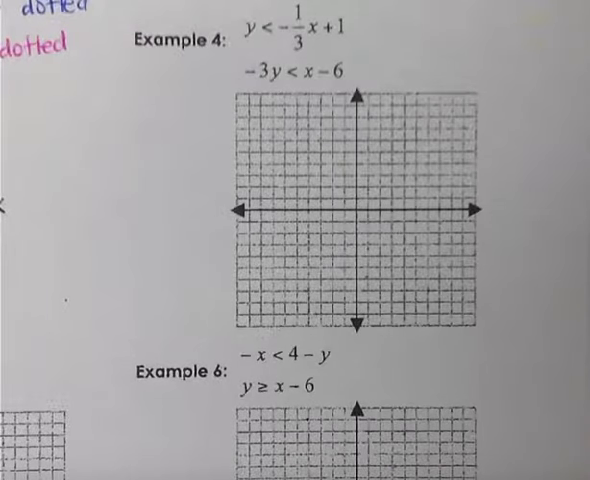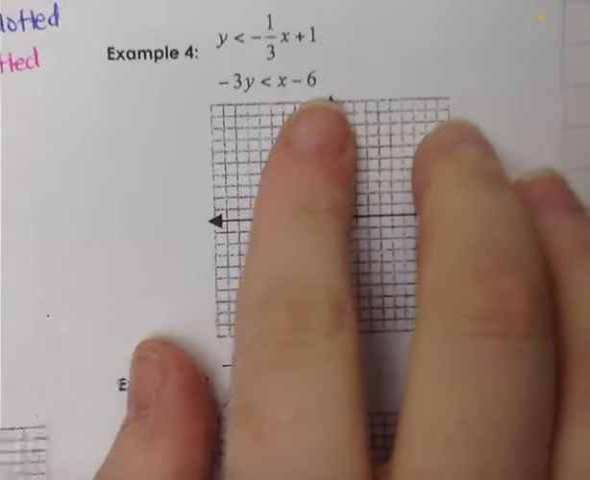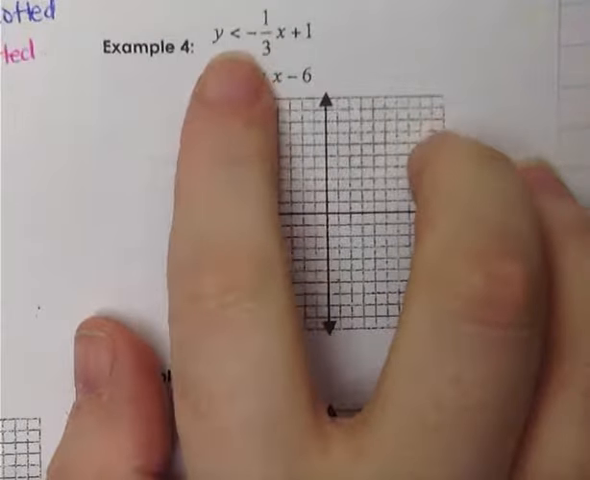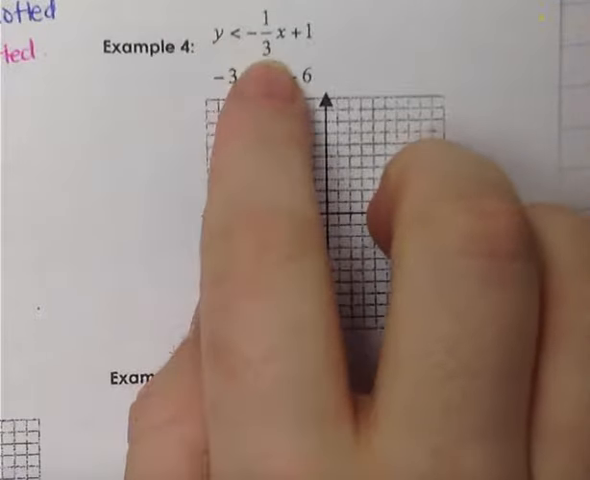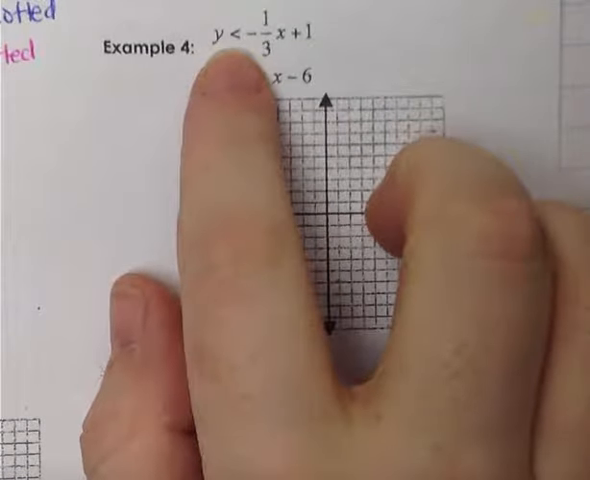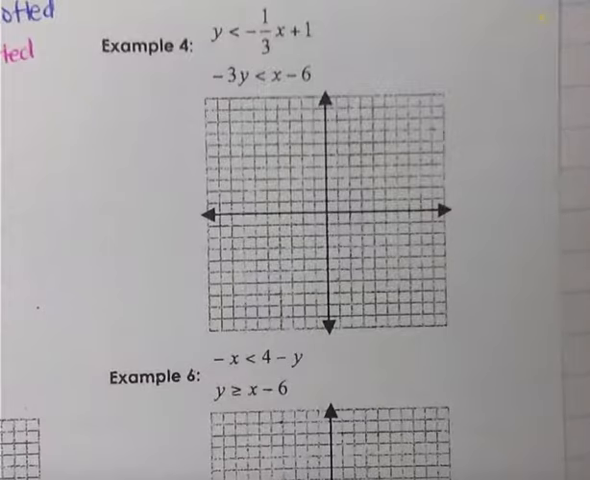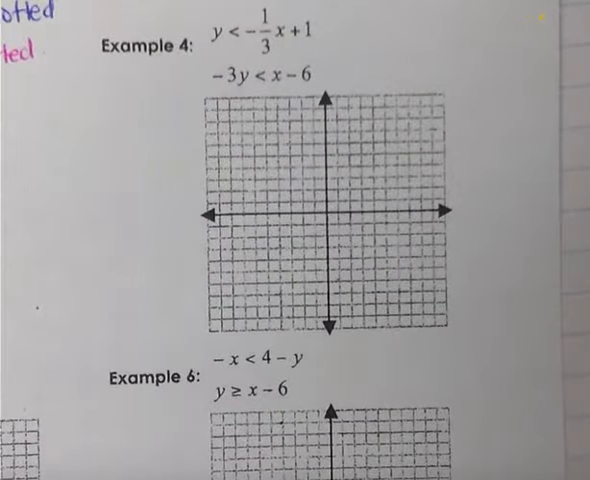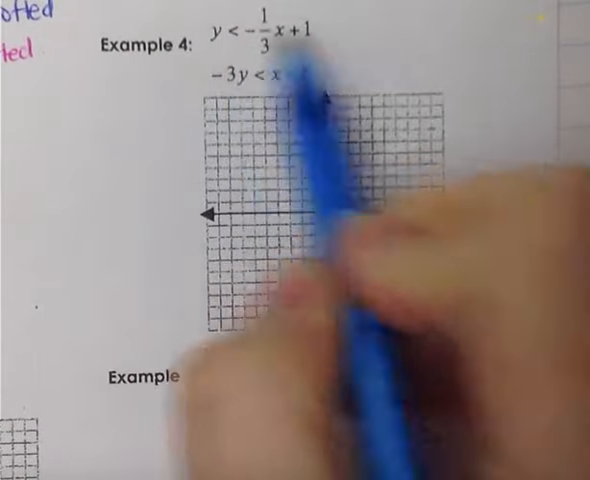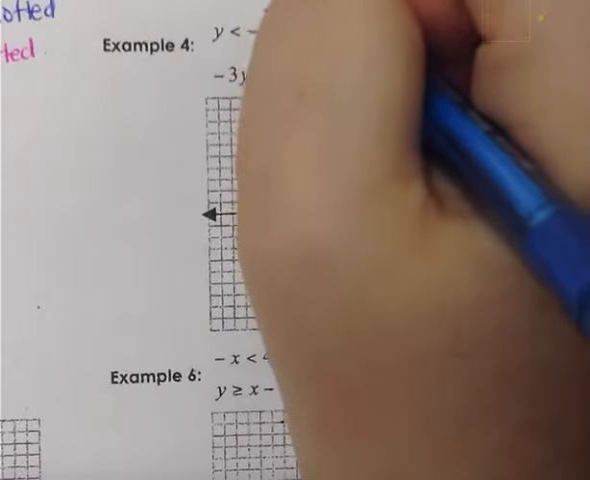This video is on systems of linear inequalities. I'm going to be doing the last three examples. This example 4 is we have y is less than negative 1/3 x plus 1. Since it's already in slope-intercept form, we can determine if it's dotted or solid. This is going to be a dotted line, so in blue I will be drawing a dotted line.